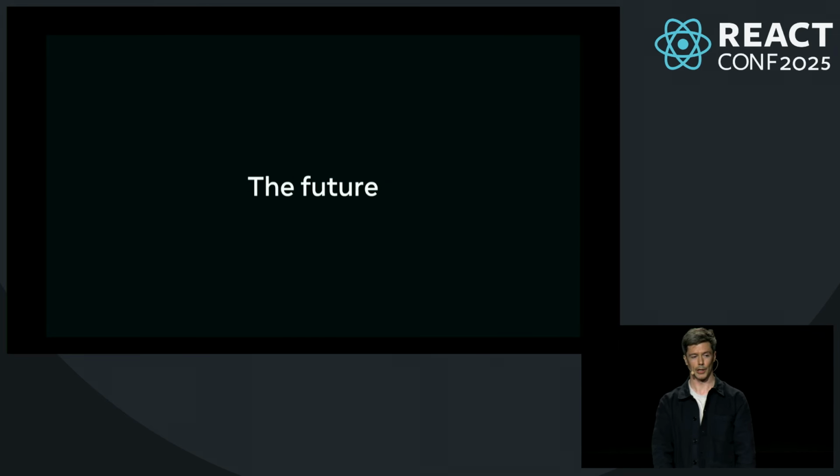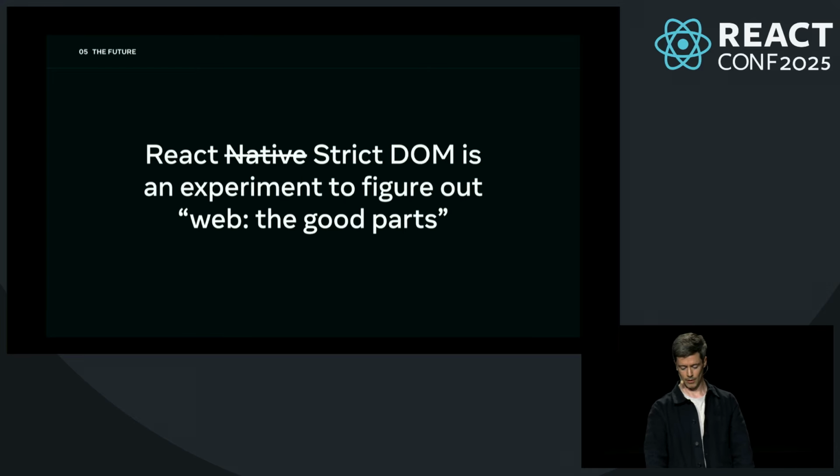Other than tackling these trade-offs, what might the future look like? Christopher Trudeau once described React Native as an experiment to figure out the good parts of the web. But today, React Native is no longer an experiment, and it has many other goals beyond this early aspiration. Now, React Strict DOM is this experiment. And the future is not guaranteed, as it needs people to continue investing their time and creativity into this problem. But this is what I think about when I think about what could be next.